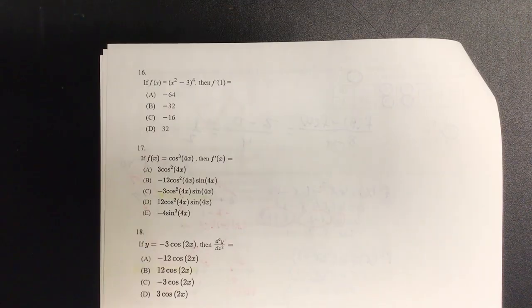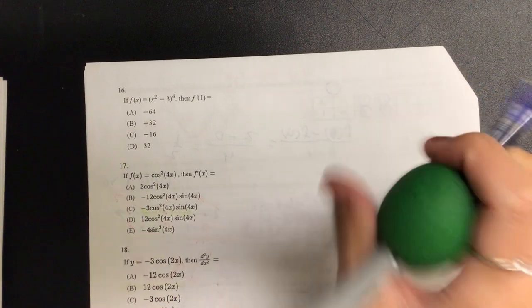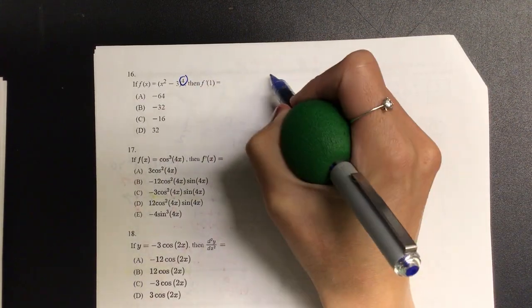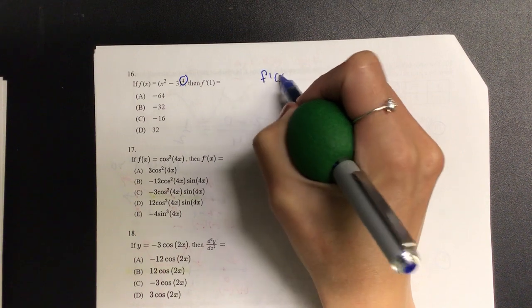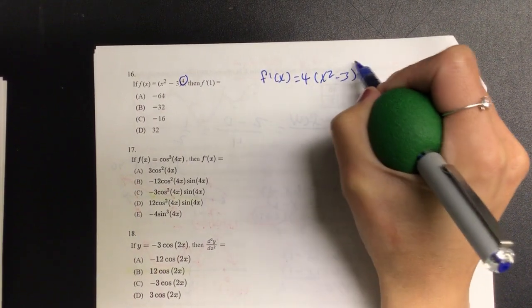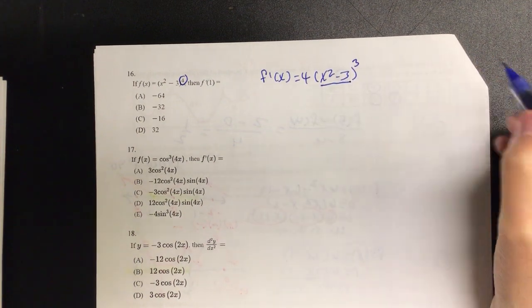For this one, I don't see a point in reading them. What rule are we using to derive this one? Chain rule. So chain rule states, bring the first one out, so f prime of x, bring it out. Keep the inside. I hope everyone's writing with me. And then we derive the inside. What is the derivative of that inside?